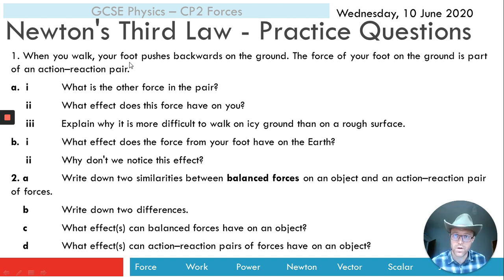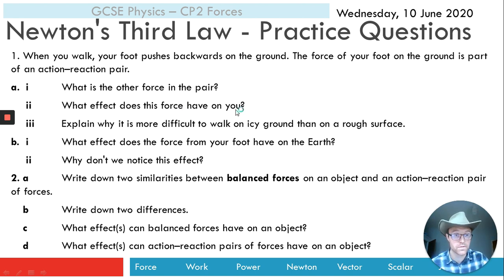So when you walk, your foot pushes backwards on the ground. The force of your foot on the ground is part of an action-reaction pair. Your foot pushes backwards on the ground. What is the other force in the pair? 1AI. The other force in the pair is the force of the ground pushing forwards on your foot. 1AII. What effect does this force have on you?